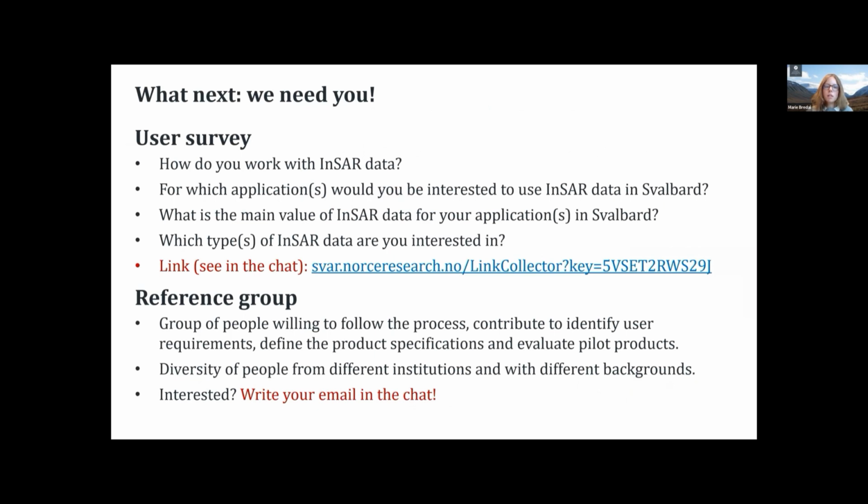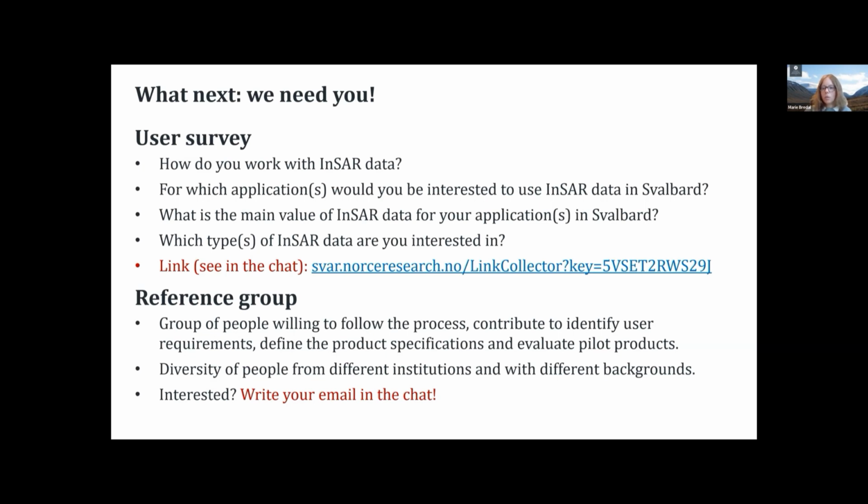So next up is that we would really appreciate your feedback. We have made a user survey. Lynn is now posting it in the chat, I think, or it's also here listed, where we will ask questions like, how do you work with InSAR? What applications are you interested in to use InSAR data on Svalbard? What is the main value for your application?